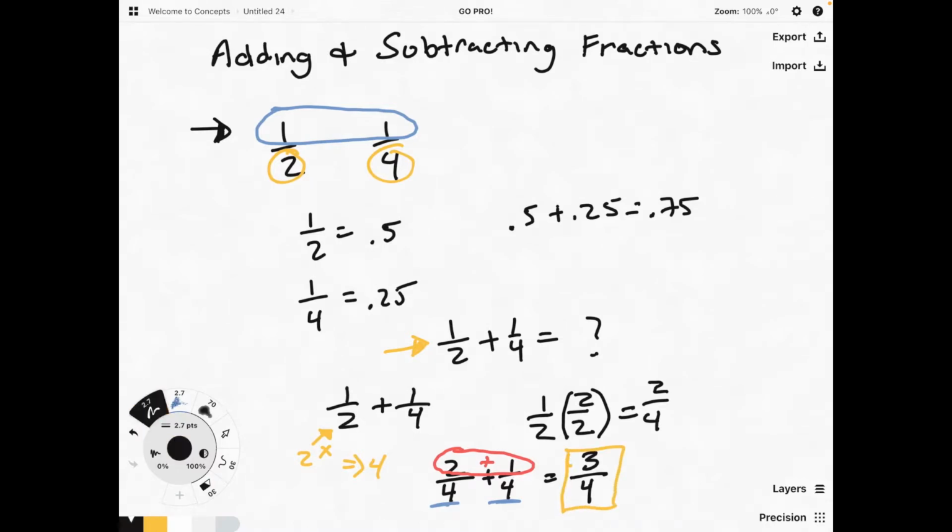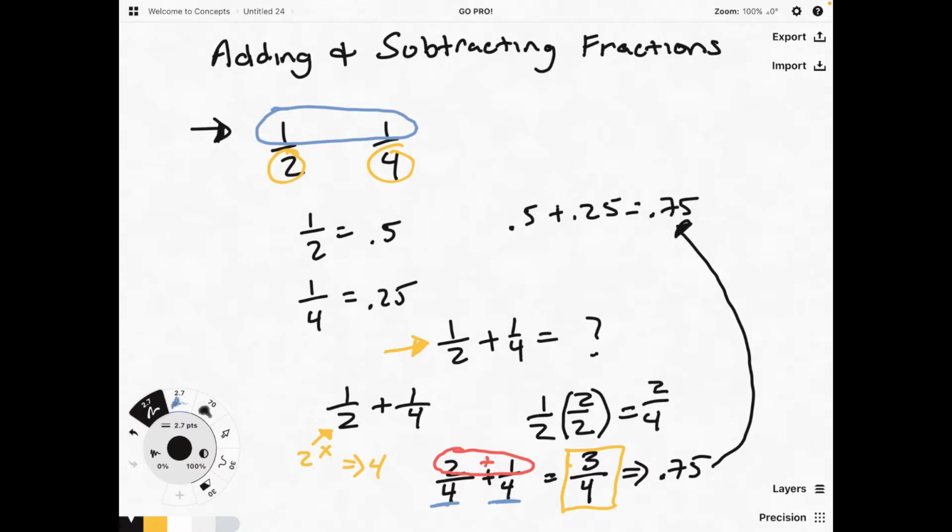Now, if we decide to simplify this and turn it into a decimal, this is equal to 0.75, which is exactly what we got when we added the decimals together. So that is how you add and subtract fractions. You need to get the denominator to the same value. After you've gotten the denominator to the same value, you add the numerators together, and that is your final answer.